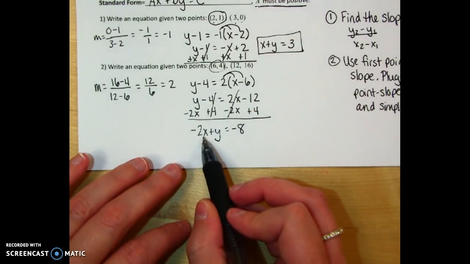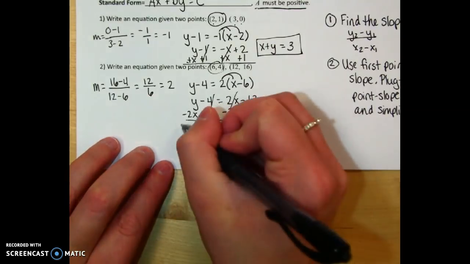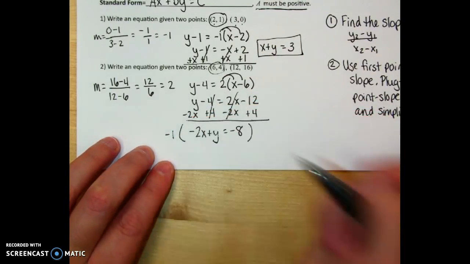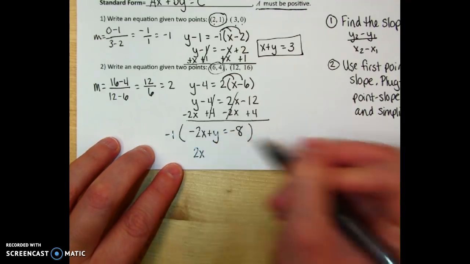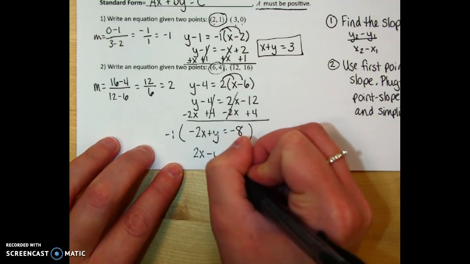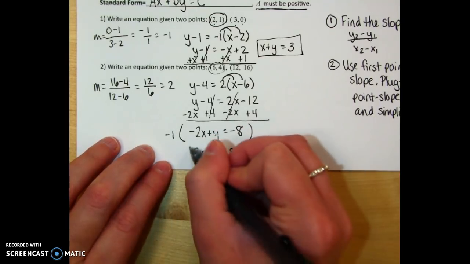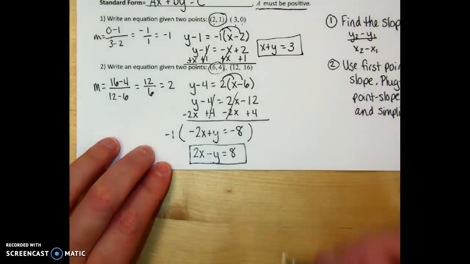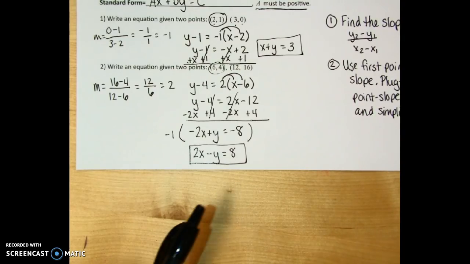And I have a negative a, and remember up here it said a must be positive. So when that happens, you multiply the whole thing by negative 1. So negative 2x times negative 1 is a positive 2x. Y times negative 1 is a negative y. Negative 8 times negative 1 is a positive 8. And we can't have a negative a just because it's not proper. That's pretty much the only reason.